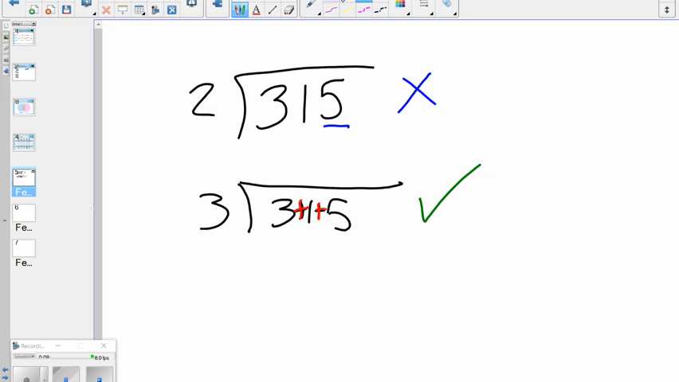Okay, let's try 315. Is it divisible by 5? So we look at that last digit again. Okay, last digit is a 5. Okay, does 5 go into the number 315? Well, any number that ends in a 0 or 5 will go into it evenly. So in this case, it does end in a 5. This number is evenly divisible by 5.